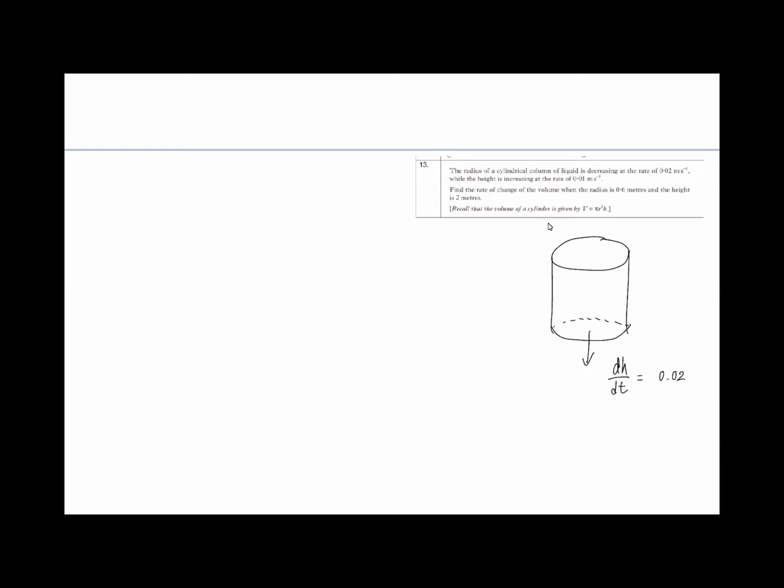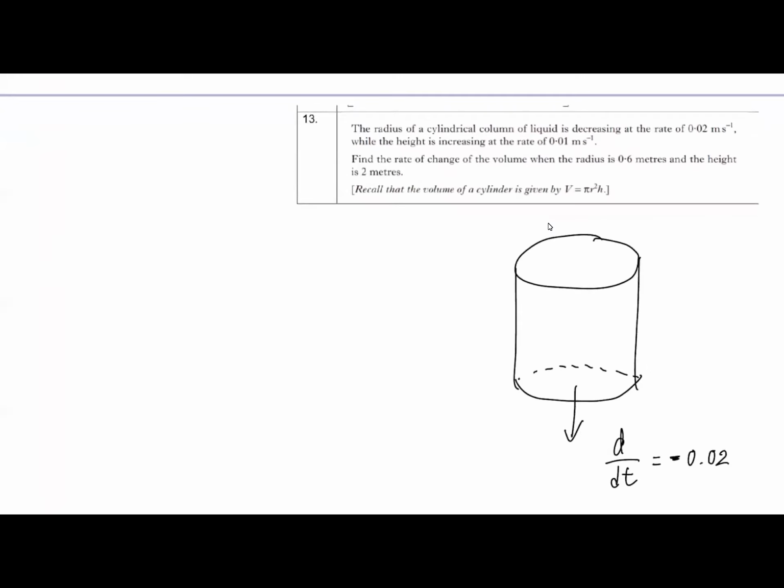Correct or wrong? Minus 0.02. Okay, and also decreasing, because it's decreasing. And also I made another mistake, sorry. Radius, they're saying radius. Let me read carefully. The radius of a cylindrical column of liquid is decreasing. So it should be R. Sorry, dr. And maybe I should move my label at the side.